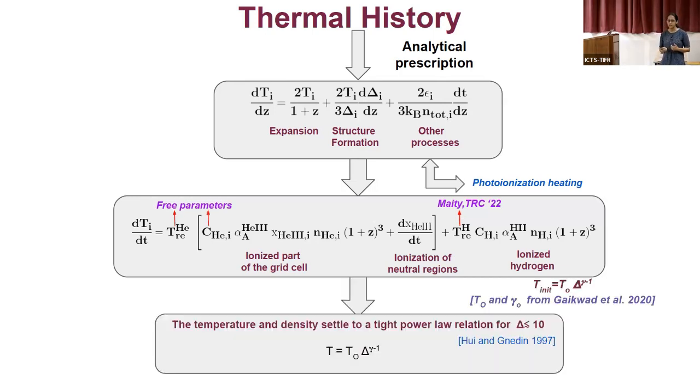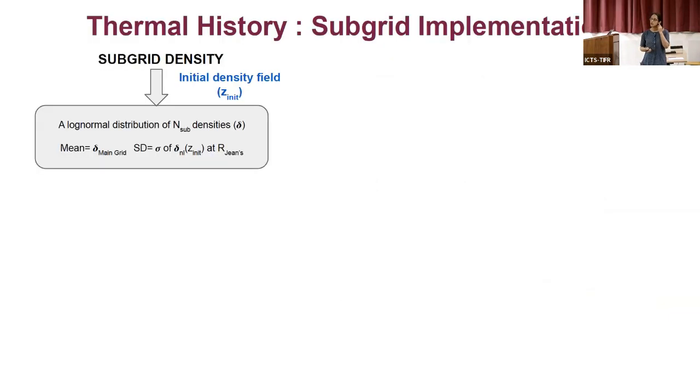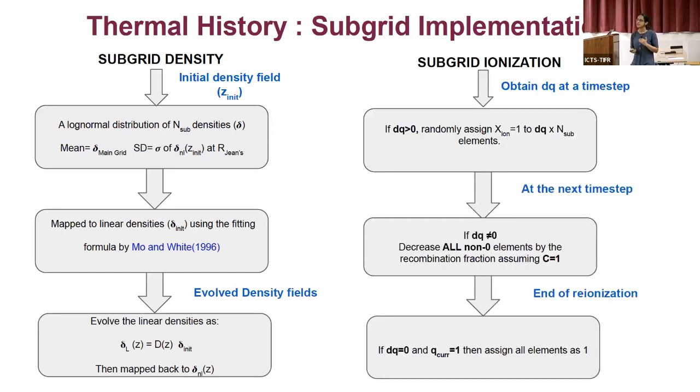It is known that the temperature and density settle to a tight power law, where T0 is the temperature at the mean density, and delta is the overdensity. But so far we have not included baryons, and when we are talking of thermal history, we have to introduce baryons somewhere. Since I have less time, we take a subgrid implementation where, in every main grid cell having some density delta, we assign that delta as the mean density and a standard deviation equal to the standard deviation in density at the grid smoothing scale. Then we map these densities using the fitting formula by Mo and White, and map them back after evolving them linearly. This smoothing at the grid scale introduces what baryons would do to dark matter.